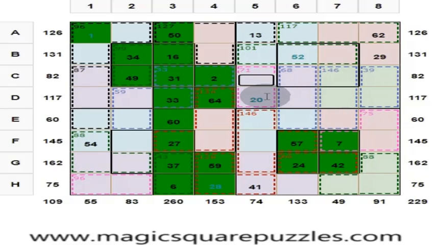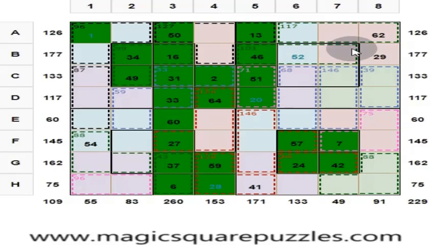These two numbers are 71. One is 20. So another one is 51. Okay, what is this? 71 plus 13 is equal to 84. This is 46.